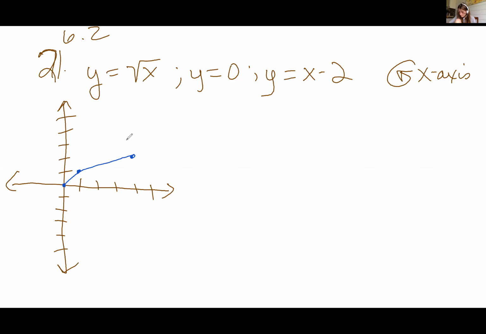Okay, we'll see if we need more in a minute. We have y equals 0, which is which axis? The x-axis. Mm-hmm. The x-axis, okay. And y equals x minus 2. Now, tell me how to graph that. Go down below the x-axis.